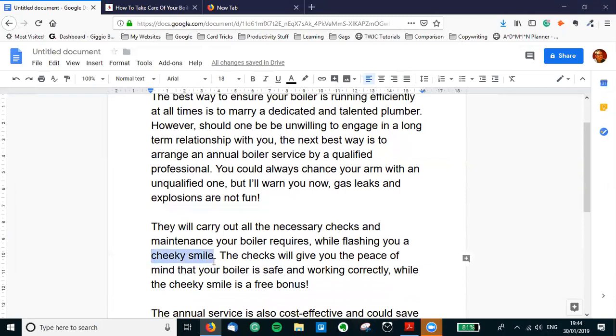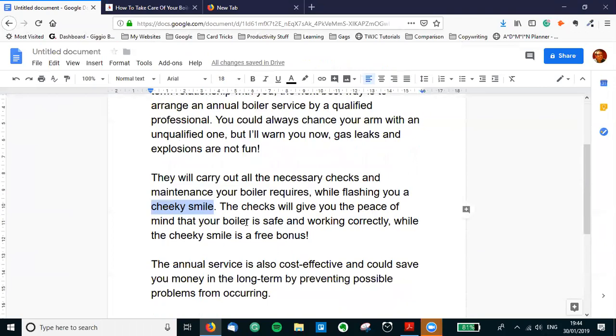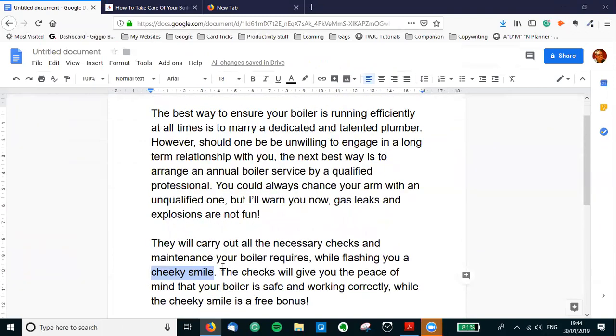Although cheeky smile could be code for butt crack. Let's leave it there. Let's go with cheeky smile and make it PC. So they will carry out all necessary checks and maintenance your boiler requires while flashing you a cheeky smile.